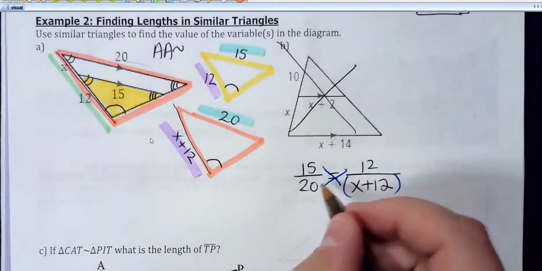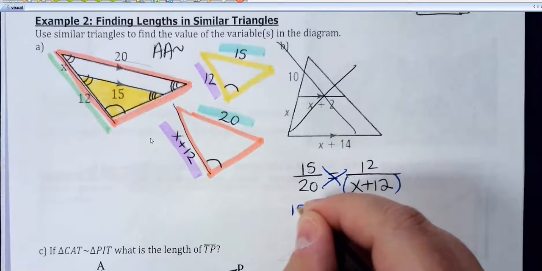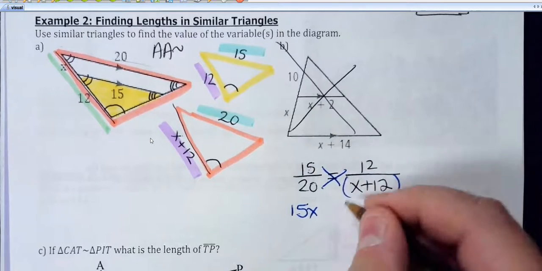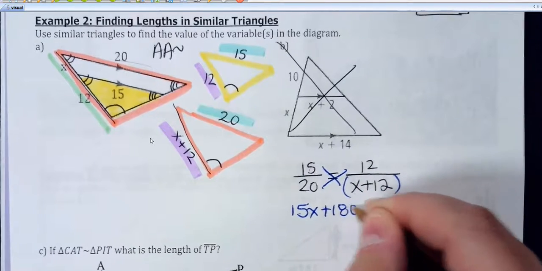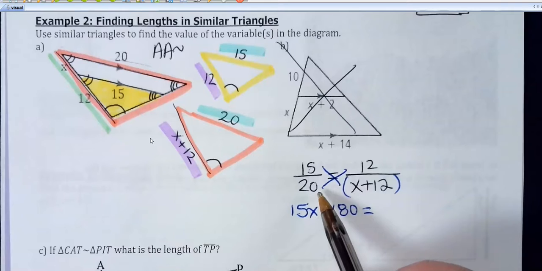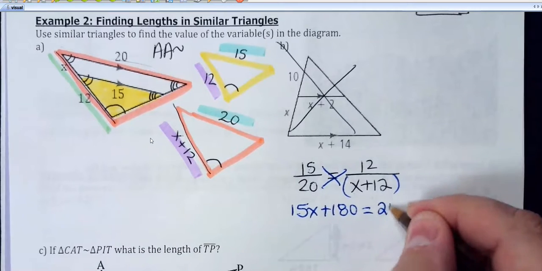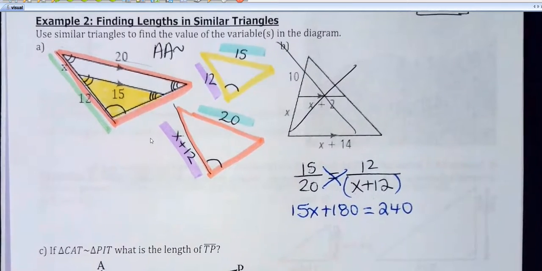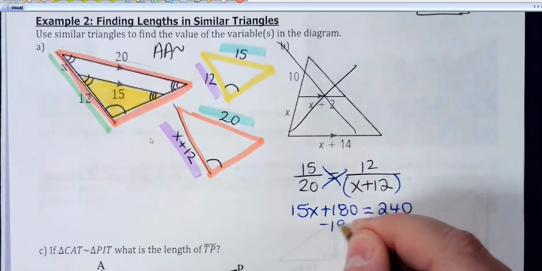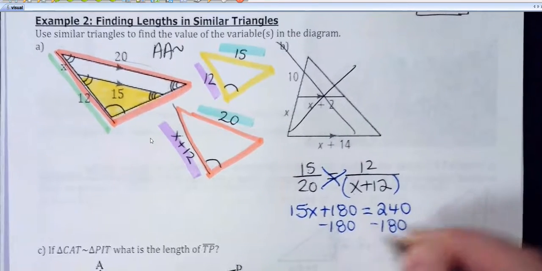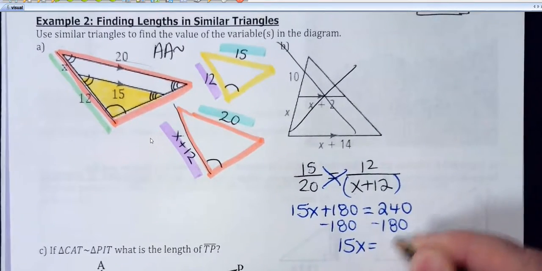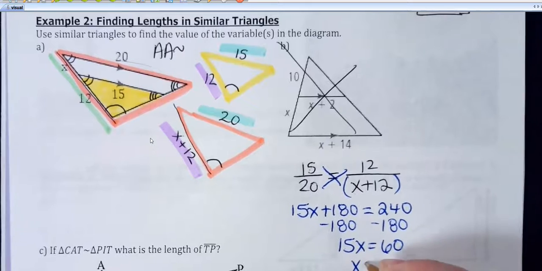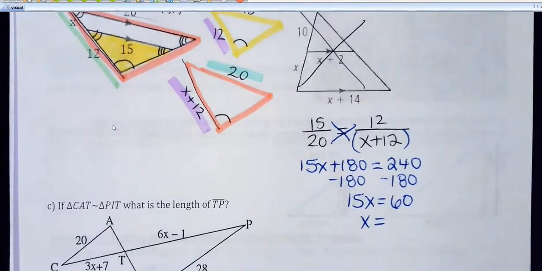So if I do that, 15 times X is going to give you 15X. 15 times 12 is going to give you 180. And my other cross product is just going to be 20 times 12. That is 240. From there, it's not too bad. You're just going to subtract 180. We'll get 15X equals 60. And then what would X end up being? Anybody know? I think it's a nice number. 60 divided by 15?